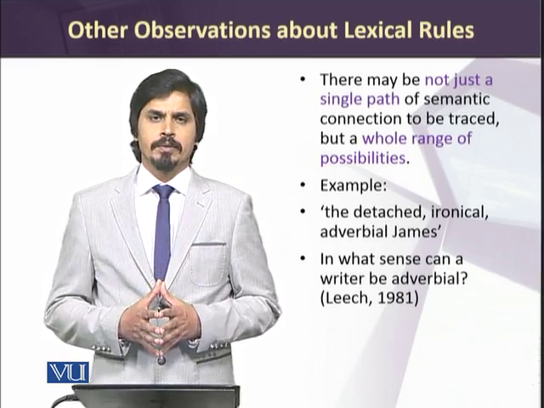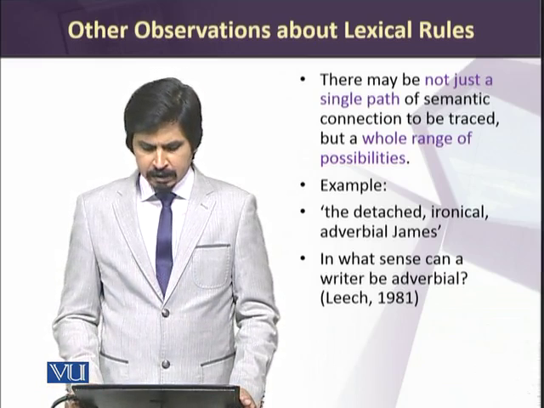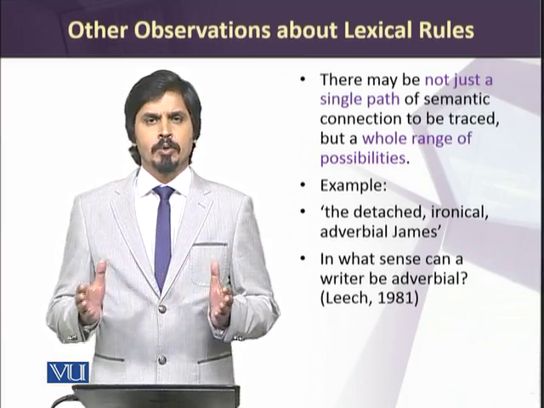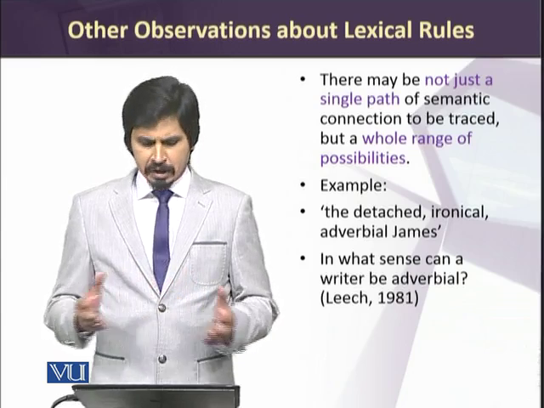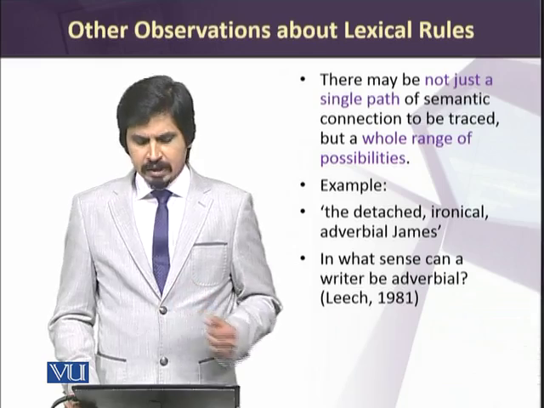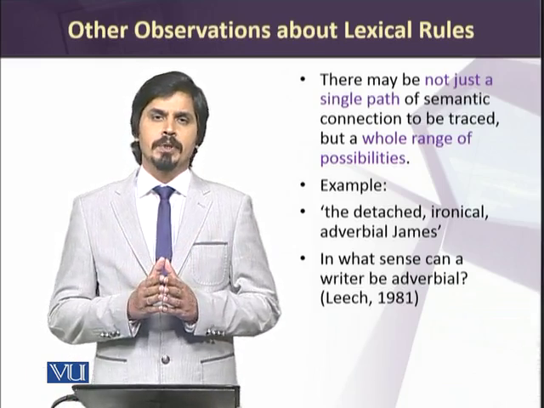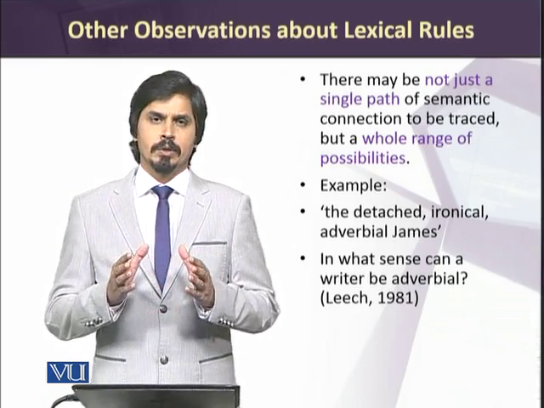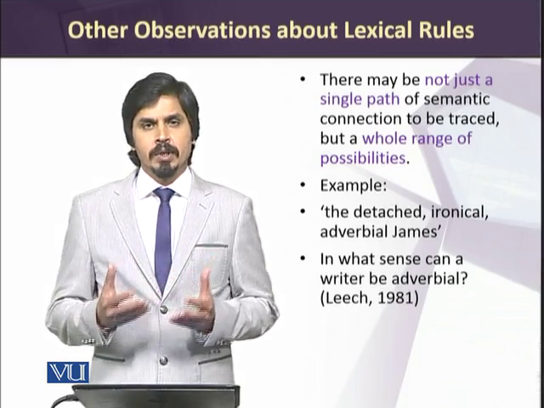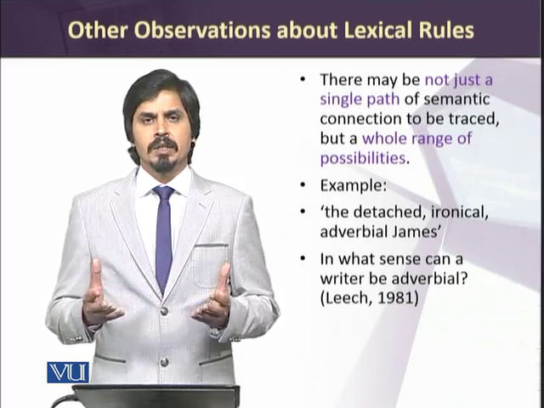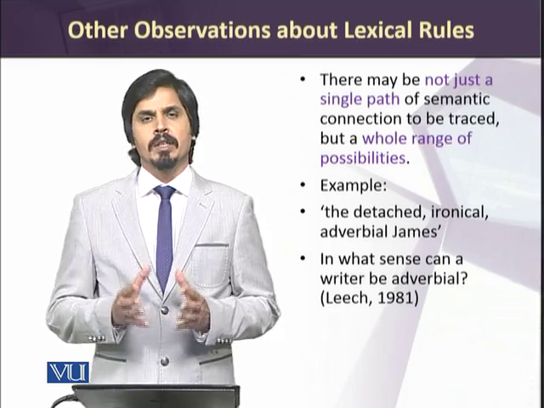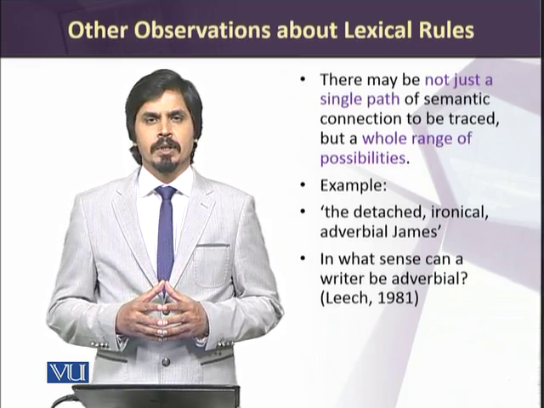In front of you is an example of a statement taken from a very popular book. And this says, the detached, ironical, adverbial James. James is an author, and some qualities have been attributed to him by a critic. We can understand the detached, ironical, but how come an author can be adverbial? In what sense can a writer be adverbial? So this question helps us to explore various possibilities in which this word adverbial has been used. Probably it refers to the use of more adverbs by the author James, or it could probably refer to any other quality. So these lexical rules do help us to understand and explore all the possibilities where we can actually find out the semantic connections between various words and their relationships.